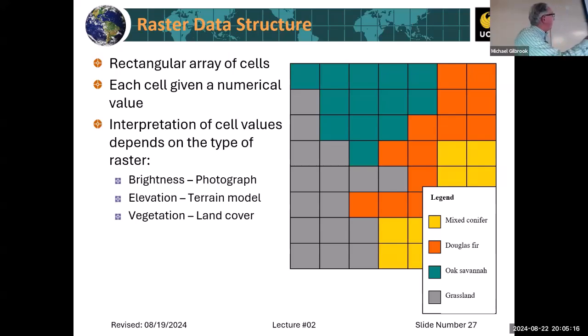But if each point in the raster, each cell, each square has a value that stands for how high it is above the ground, well, now you've got an elevation raster. And if each one has a number that represents what kind of land use it is, in this case, is it conifers or Douglas fir or oaks, then you've got a vegetation map or a land cover map. So you can have rasters that have exactly the same size and shape and number of cells, and what kind of data it represents depends on what the numbers mean that you're assigning to each square.